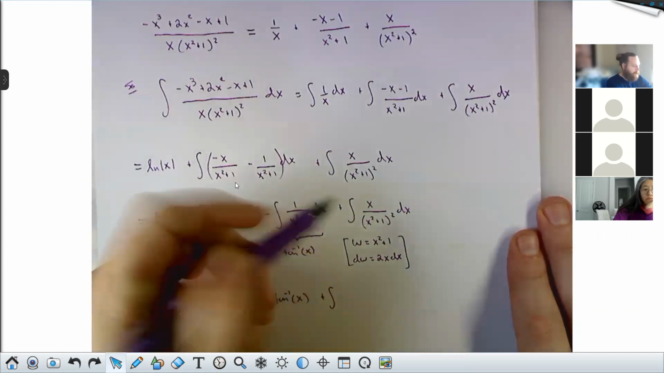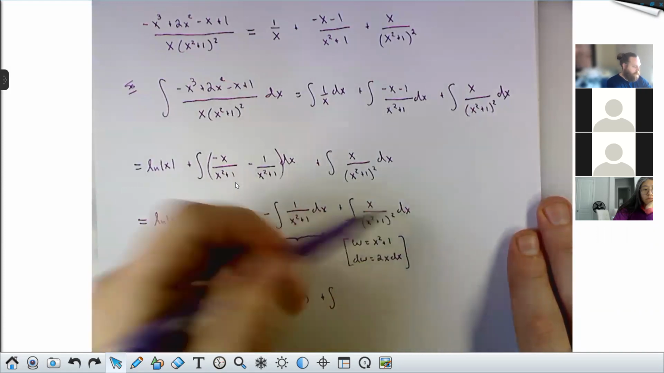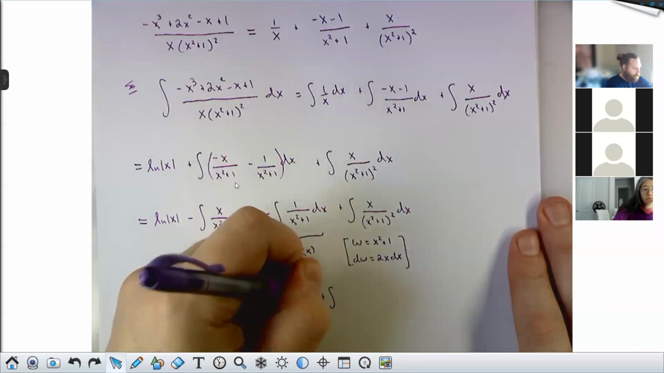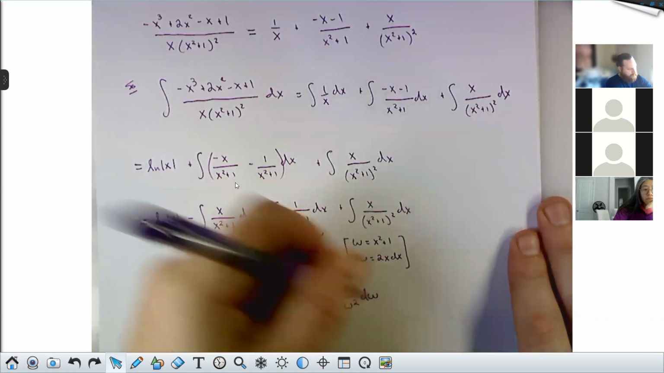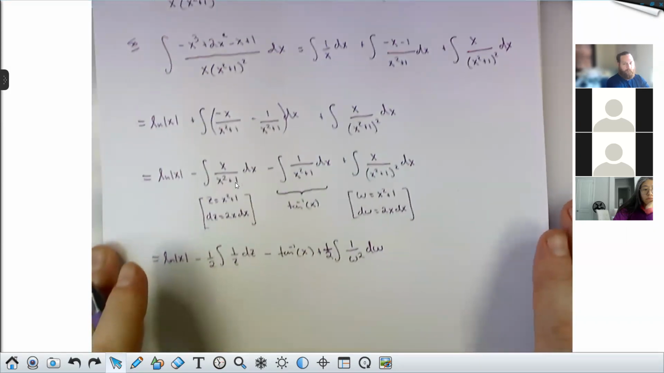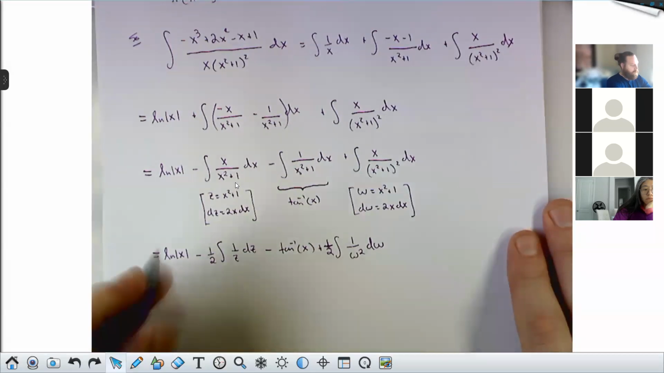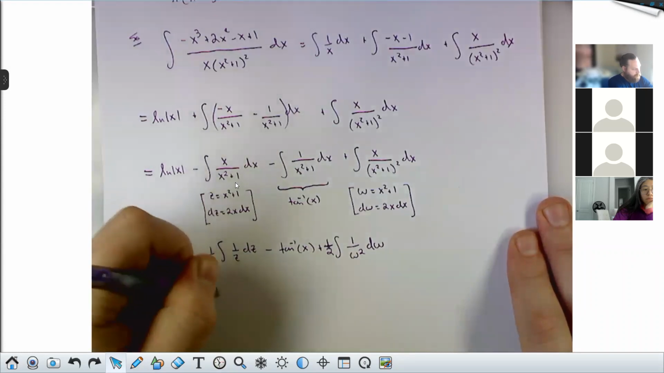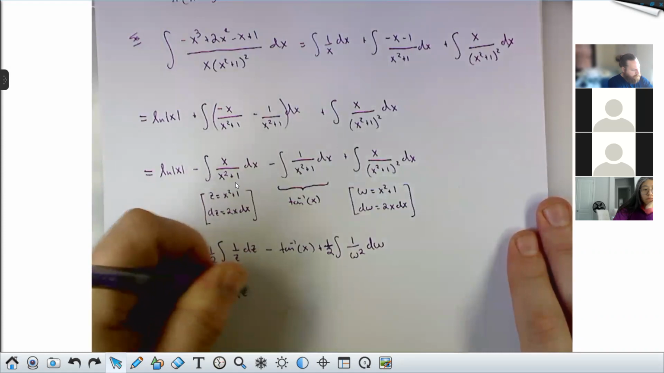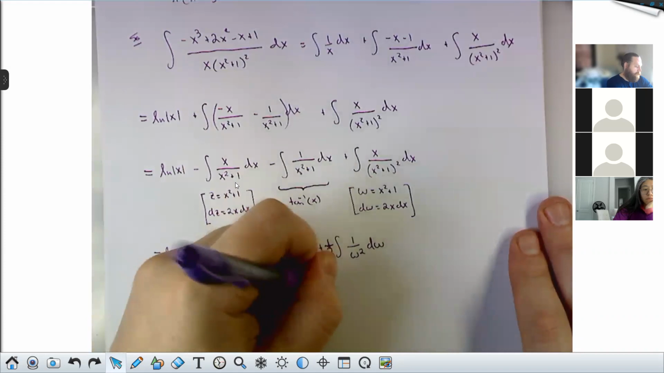plus integral. Here, same sort of thing, w equals x squared plus 1, dw is 2x dx, x dx is 1/2. And then you have 1 over w squared dw. The 1 over z we know is going to be a natural log. So this is ln absolute x minus 1/2 ln absolute z minus the inverse tangent of x plus 1/2.